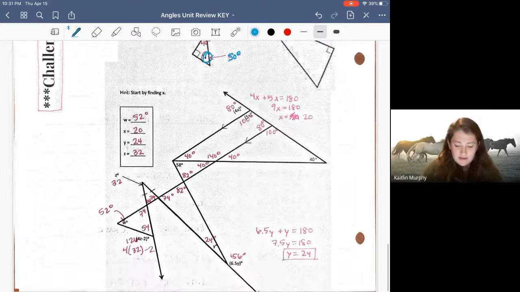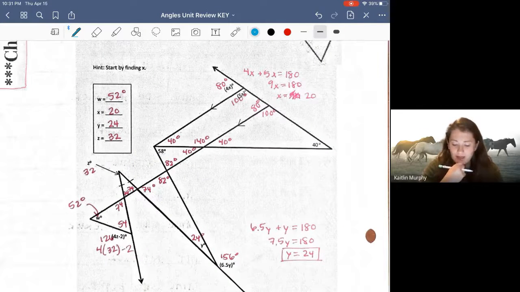And last one down here, I started right up here with my 4x and 5x. I knew those needed to add up to 180. So here's that work. 4x plus 5x equals 180. That got me x equals 20. And I was able to get that x equals 20 and then plug it back in here. So that gave me my 80 and my 100.